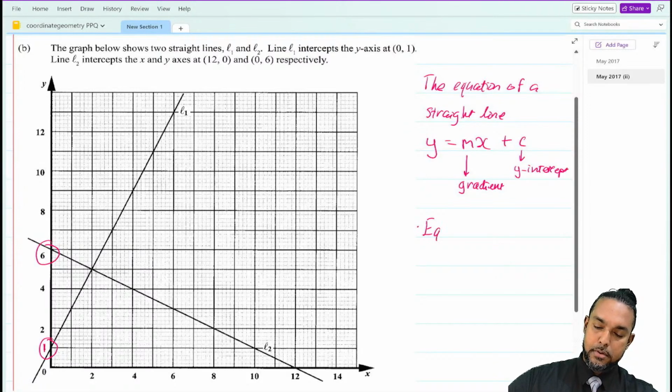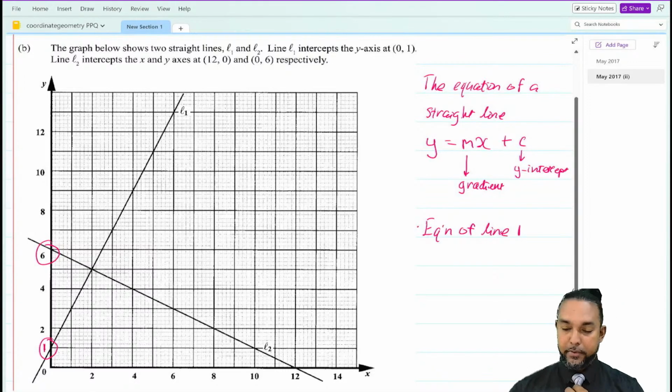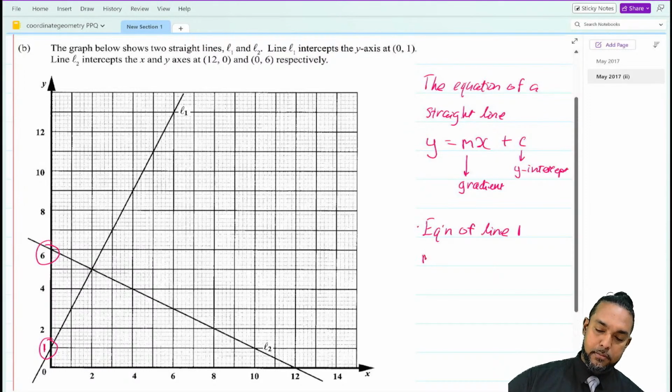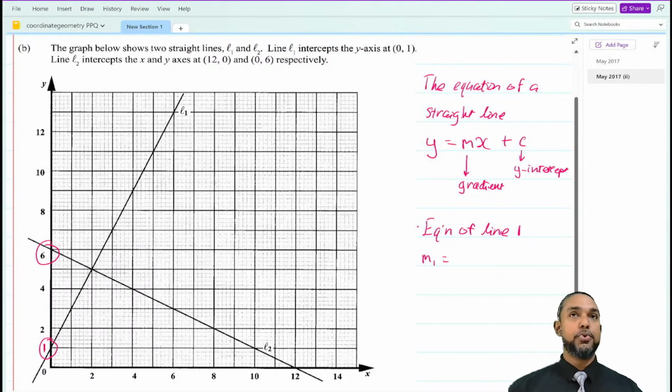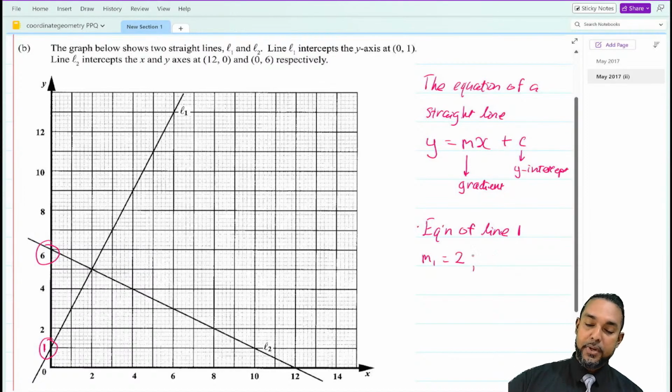Right, so if they want the equation of line 1, or L1, do we have the gradient of line 1? From the previous working, what is the value? The gradient of line 1 is 2. And do we have the intercept for line 1? We'll call it C1. It's actually just plain old 1, right?